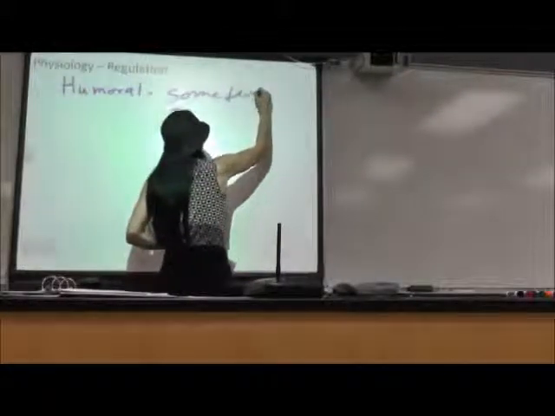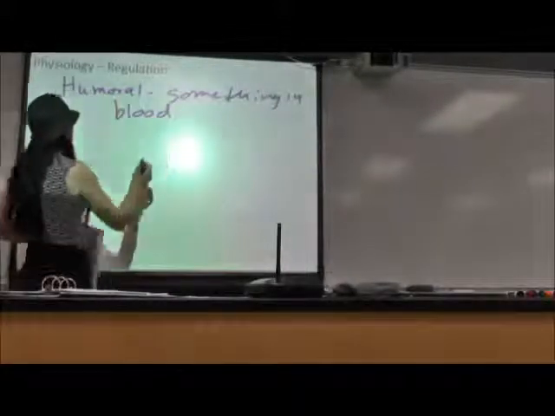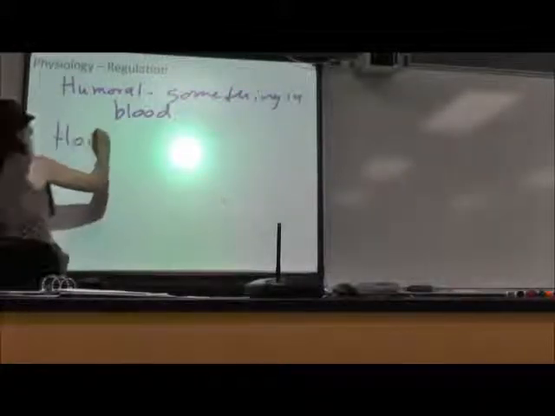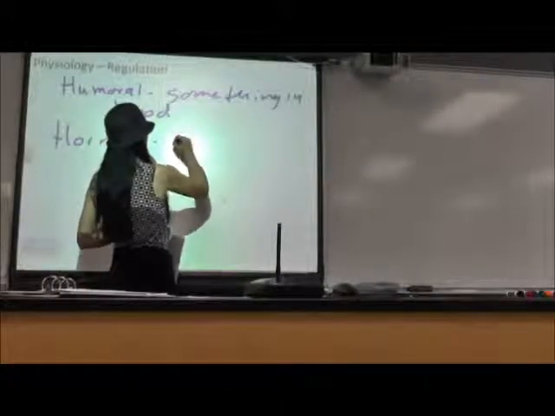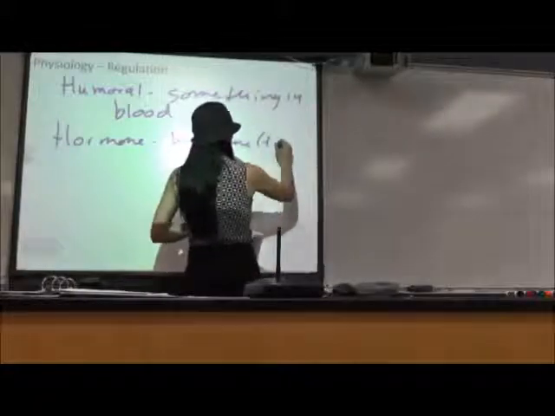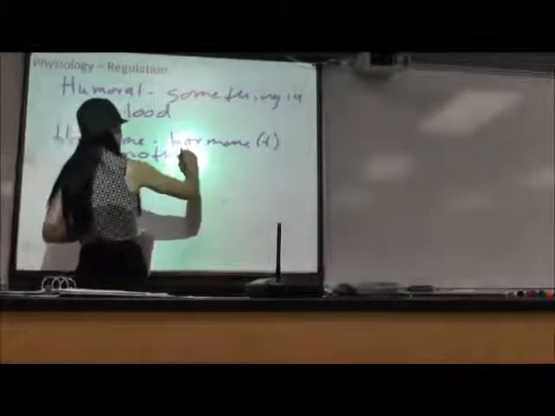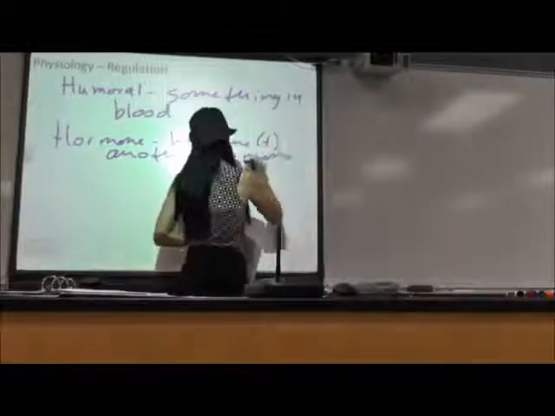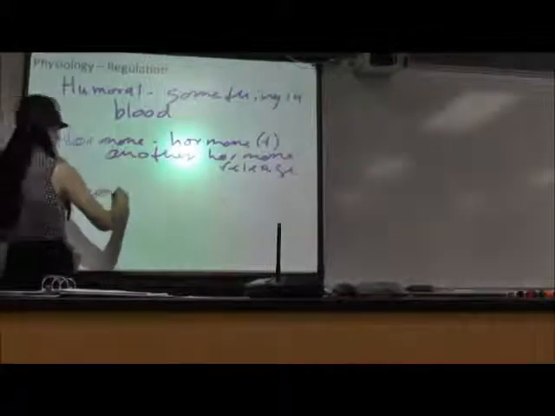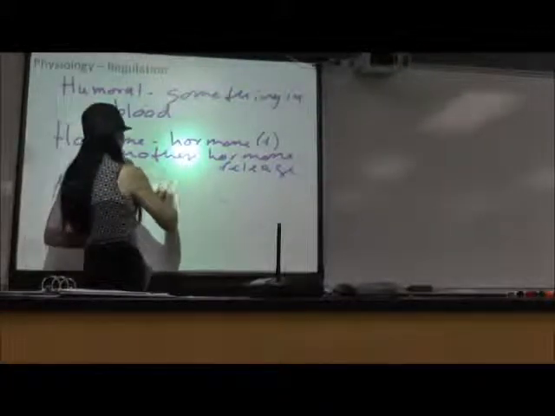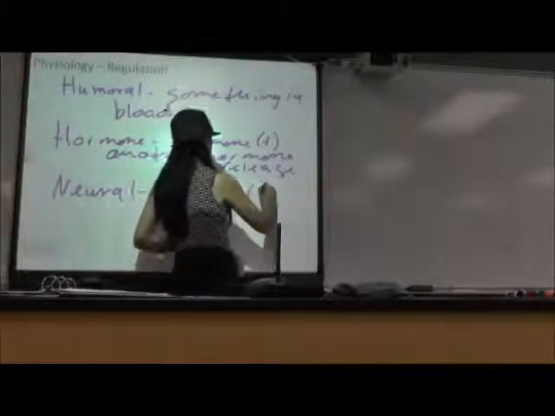We said they could be regulated humorally, which is something in the blood, like a drop in blood calcium would stimulate parathyroid hormone release. Hormonally, where one hormone release is directly stimulated by another hormone. Or neurally, where we have some type of nervous stimulation that is going to stimulate hormone release.